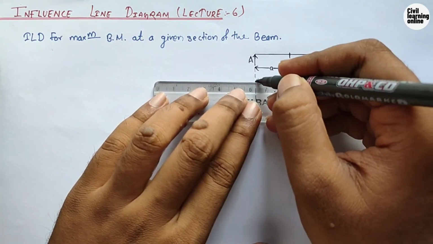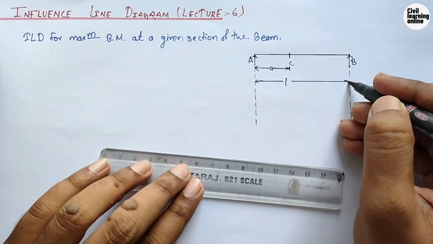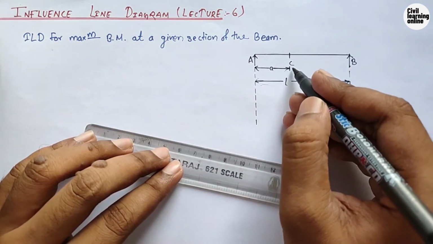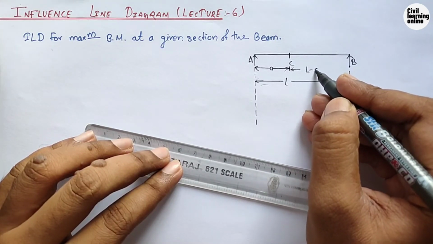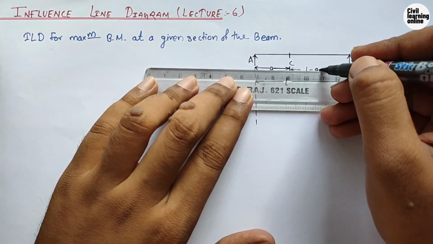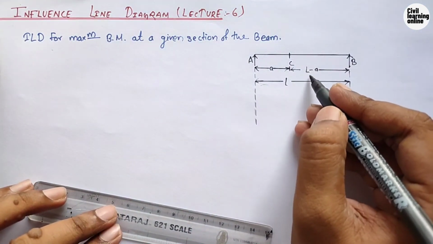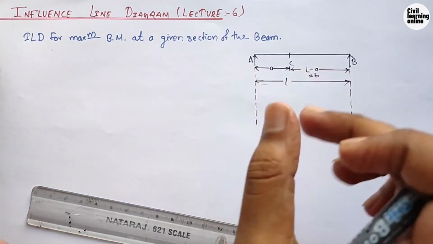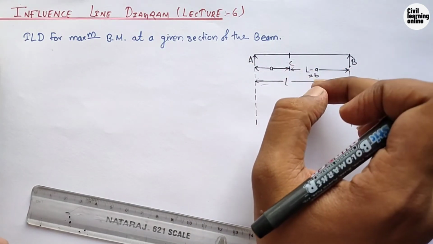Let me write it here. The whole span of AB is L meter, then the span of CB will be L minus A. Whole span minus this portion, we will get the span of CB. And guys, let us represent this L minus A as B. It means I have assumed that our span AC is equal to A and span CB is equal to B.